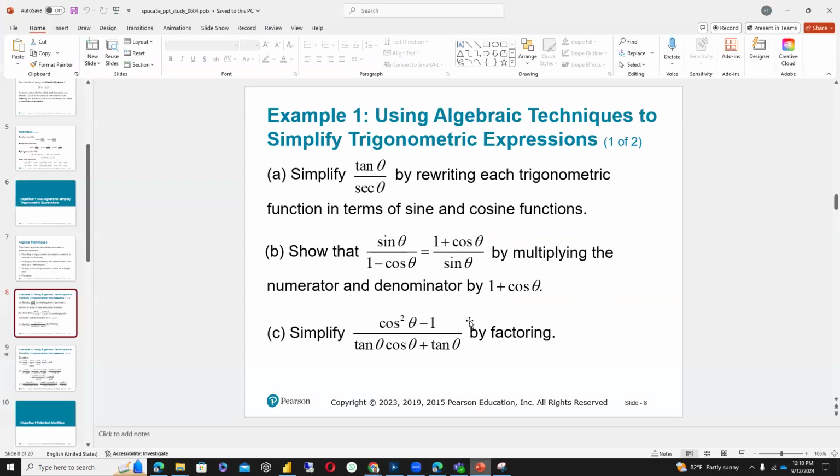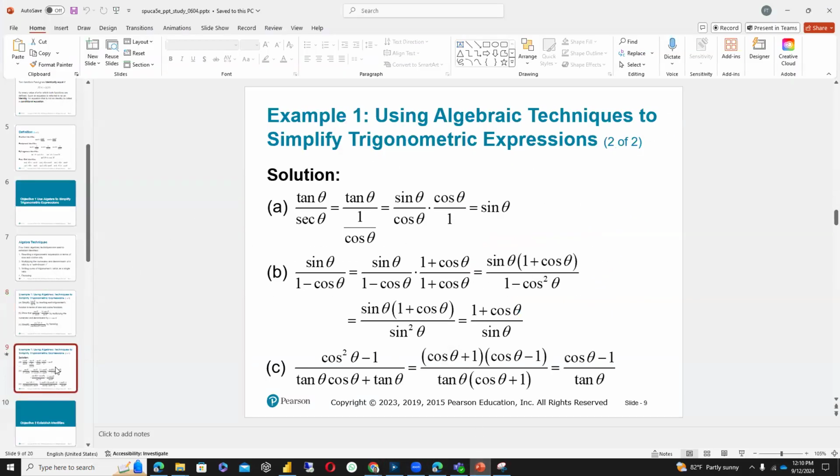So if we go back to the slideshow, we had these 4 problems, and that's exactly what they did in the presentation. Instead of tangent of theta, they wrote sine over cosine. Instead of secant, they wrote 1 over cosine. And then when dividing two fractions, copy the first one and multiply it by the reciprocal of the second one. And this is how you get the answer for the first one.